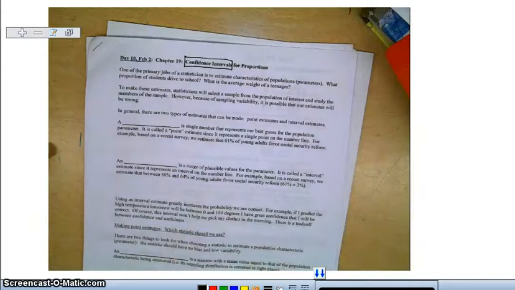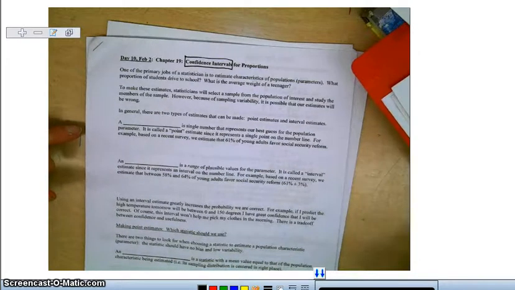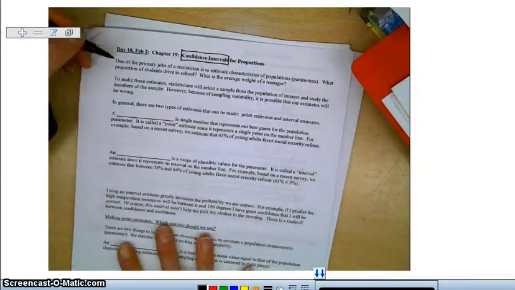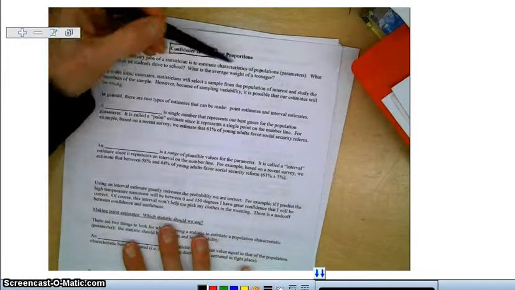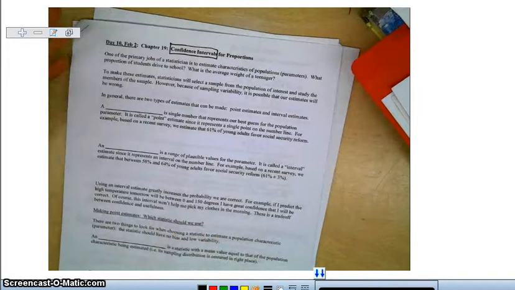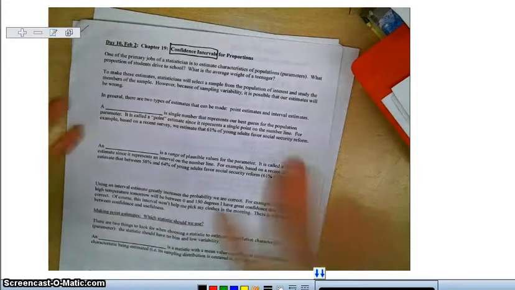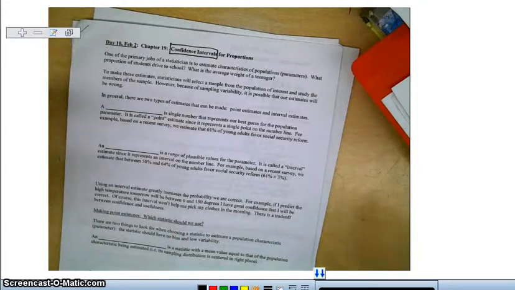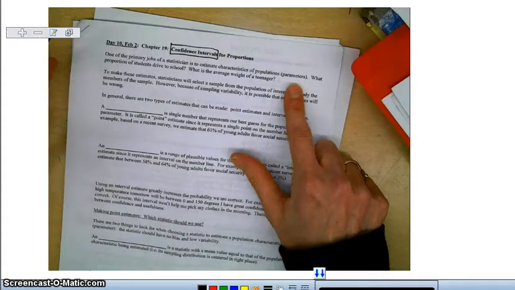idea behind them, the logic behind them. So one of the primary jobs of statisticians is to estimate characteristics of populations. We've already talked about that. That's been kind of the beginning of a couple of sections now. We're trying to estimate characteristics of a population. Those are parameters. Parameters are characteristics of a population.